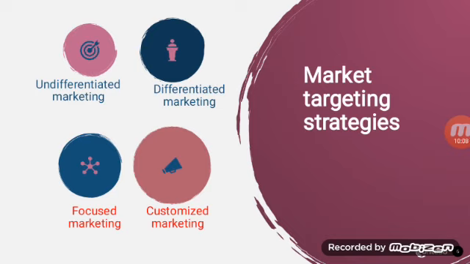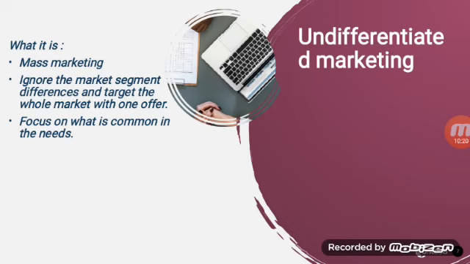Okay, so the first market targeting strategy that we're going to look at today is undifferentiated marketing. Another name for it is mass marketing. Mass itself says a lot, in a bigger unit, in a large unit, a huge unit. That is mass marketing.